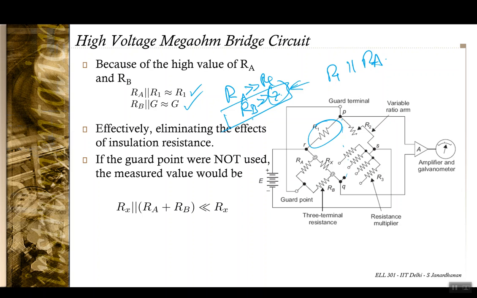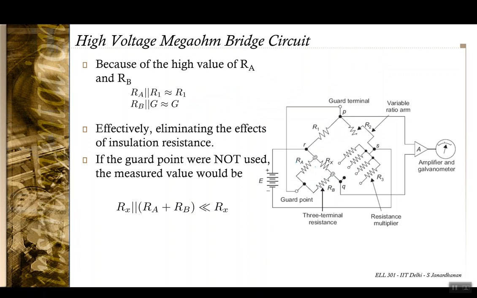So effectively, what you have here is that these resistances become irrelevant. They come out of the circuit. Okay, so it eliminates the effect of RA and RB on the circuit.